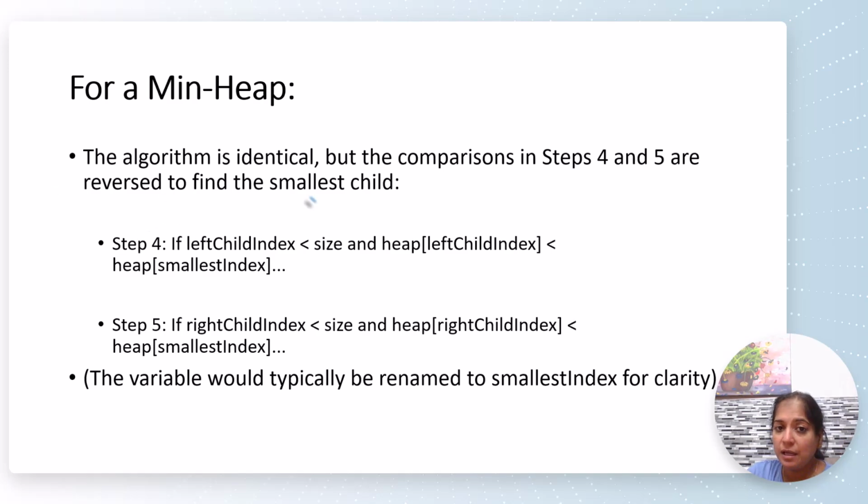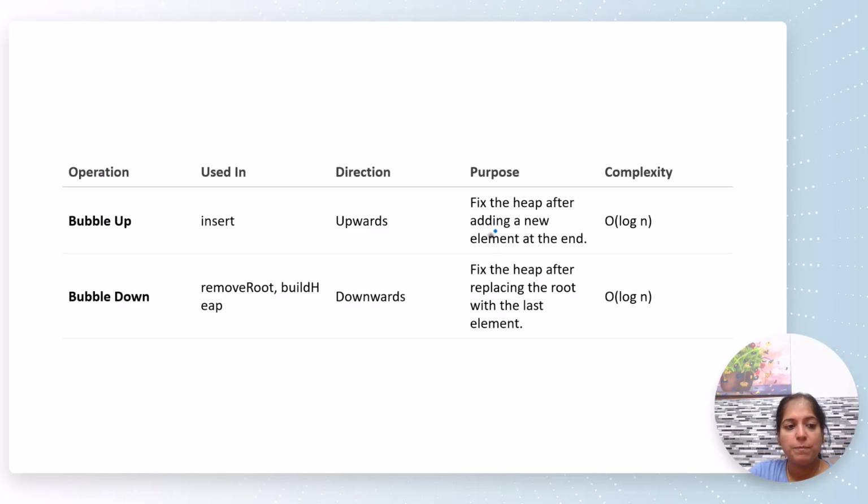Again, if it is a min heap, you just need to check the condition, because for max heap and min heap, these conditions will be changed. Otherwise, everything else will remain the same. So bubble up operation we use in insertion, whereas bubble down we use in removing the element or building the heap. The direction of bubble up is upwards, whereas the direction of bubble down is downwards. We call these operations heapify operations also. The complexity of both of these is big O of log n.